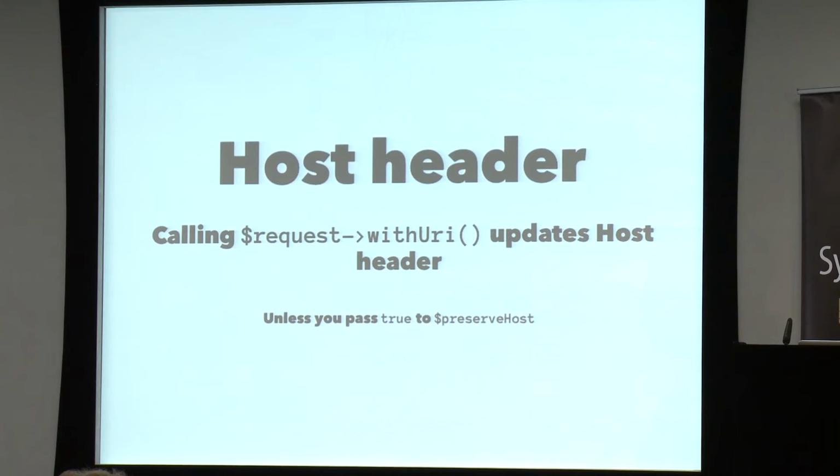There's one oddity within the interface, and that is if you call a request and pass the URI, it will automatically update the host header with the host from the URI. This was done to help users who would probably just assume this would happen anyway. This was one of the more controversial things right at the end where we added a preserve host argument to the withUri command. Some people weren't super happy about this, but this was kind of the best compromise we could come up with.